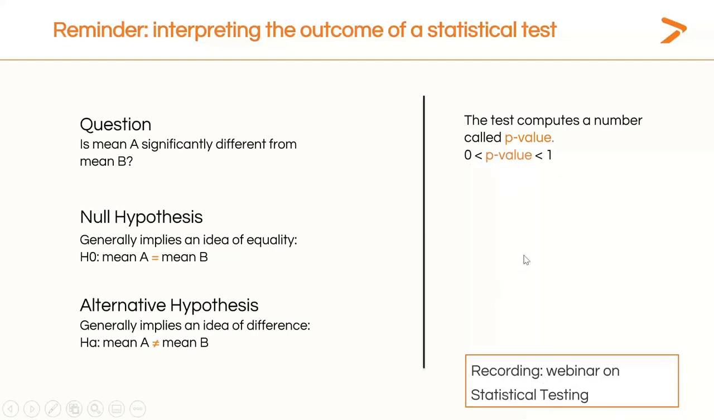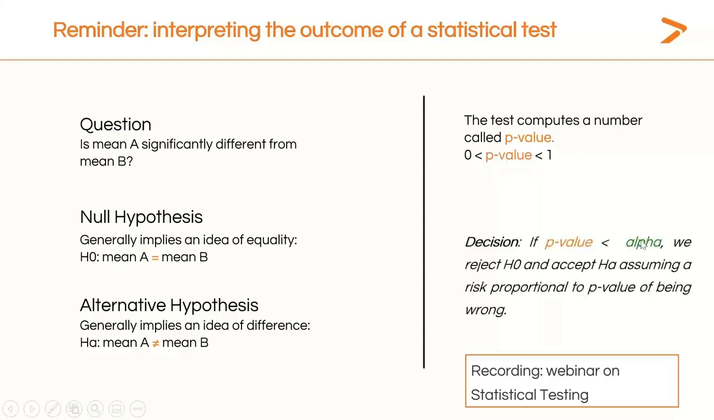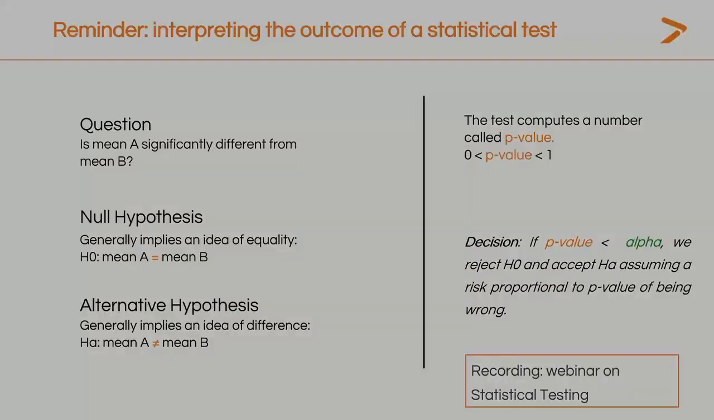If you want to learn more about alpha and p-values, don't hesitate to check the webinar on statistical testing here. Anyway, as soon as you get your p-value out of the statistical test, you compare it to your risk threshold alpha. If it's smaller than alpha, you can reject the null hypothesis and accept the alternative hypothesis while taking a risk proportional to the p-value of being wrong. So more generally, if the p-value is lower than alpha, we say we have a significant effect. There is a significant effect of drug administration on mean systolic blood pressure, for instance.